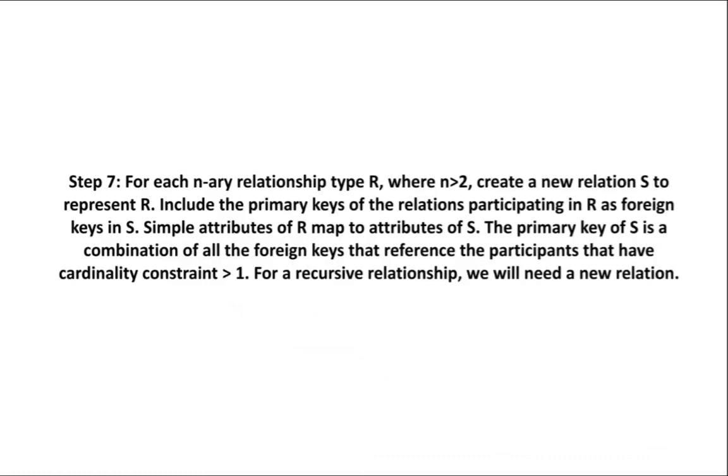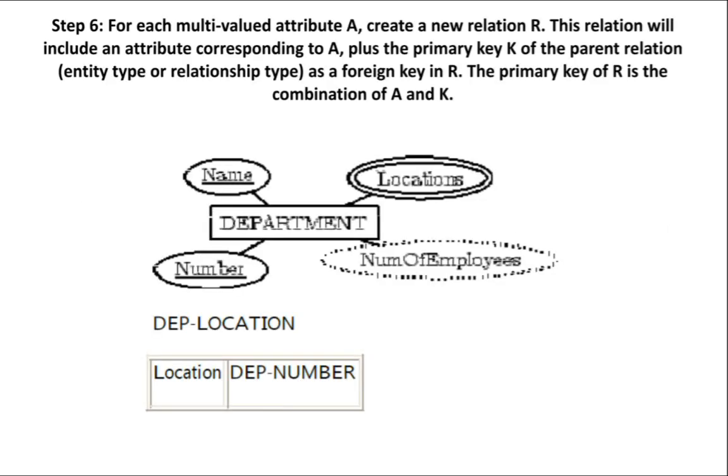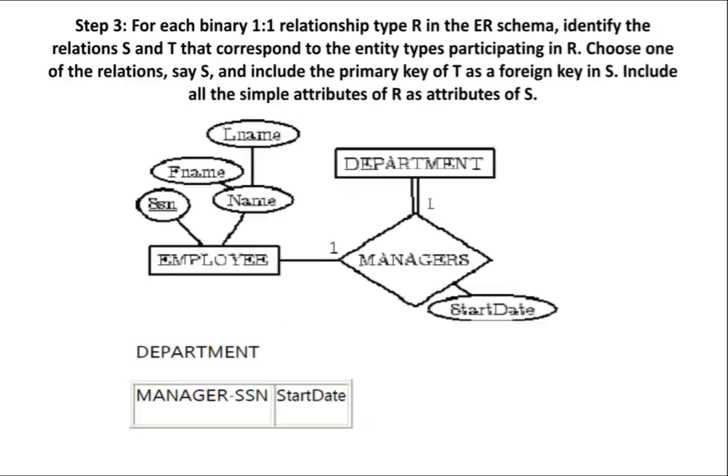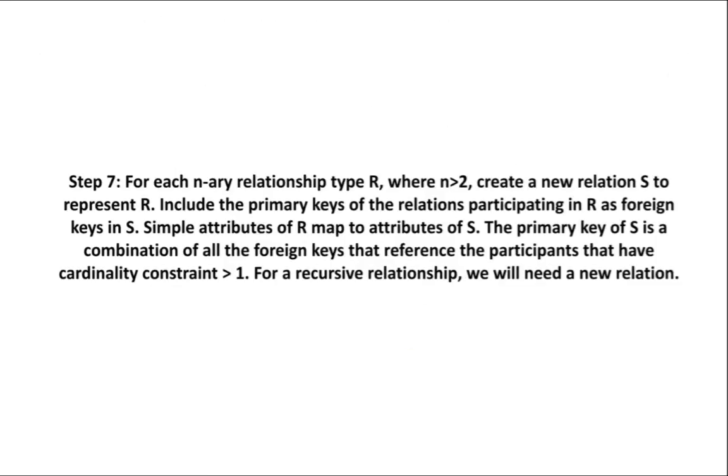And lastly, for each n-ary relationship type R, that means the degree of the relation, that means a relationship between two or more entities. Whatever points we discussed now, all the types of relationships are binary, between two entities only. You can observe. But suppose you come across a relationship between two or more entities, two or more tables, what do you have to do?